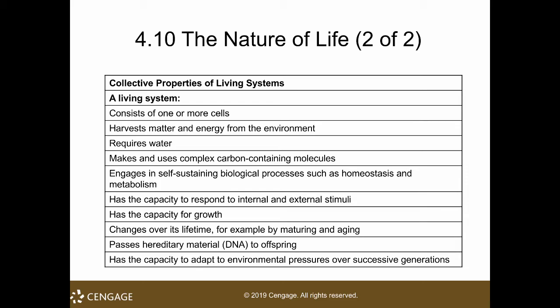It engages in self-sustaining biological processes such as homeostasis and metabolism. It has the capacity to respond to internal and external stimuli. It has the capacity for growth. It changes over its lifetime, such as maturity, aging, and development. It passes hereditary material, which is DNA, to its offspring, and has the capacity to adapt to environmental pressures over successive generations. So that concludes the lecture about the cell and the last part of this lecture series. See you next time.